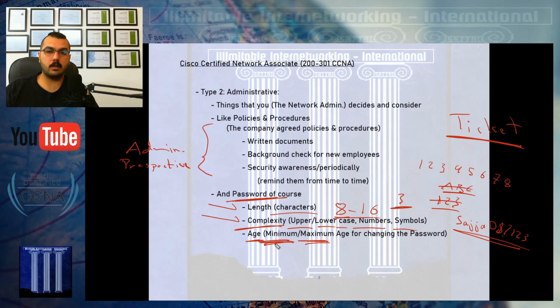So this is really important. The minimum age is changing the password maybe once a week only, or one time every 24 hours, so at least you will not use a lot of options. But there is another thing called the password history.